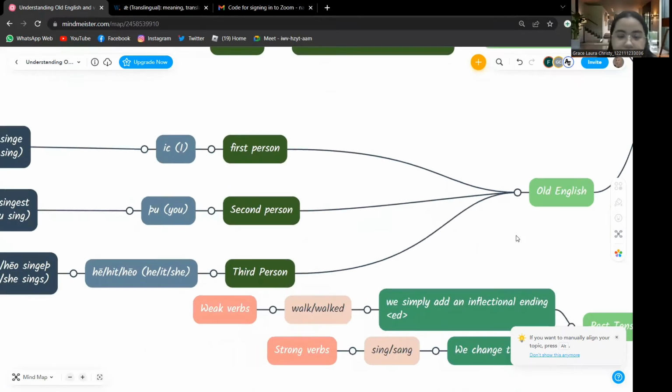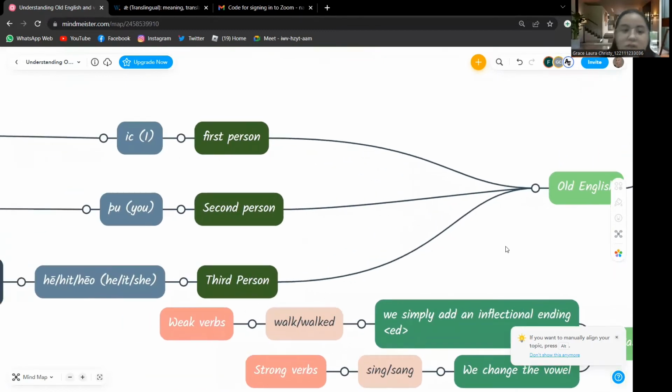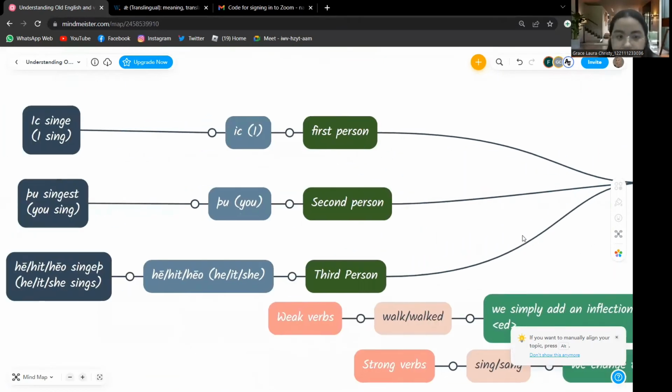Okay, can you move to the left a little bit? Inflection to mark person, right?